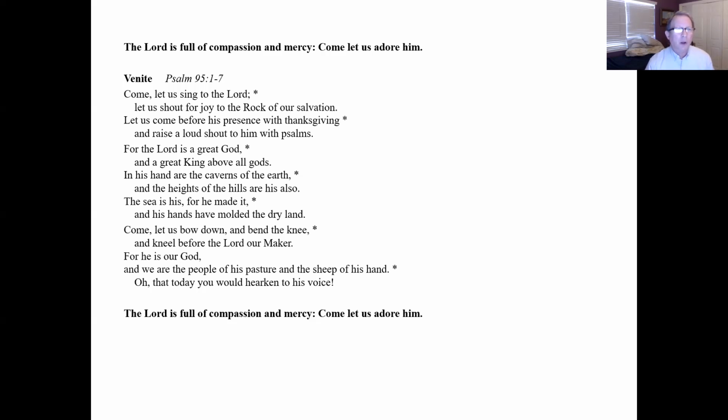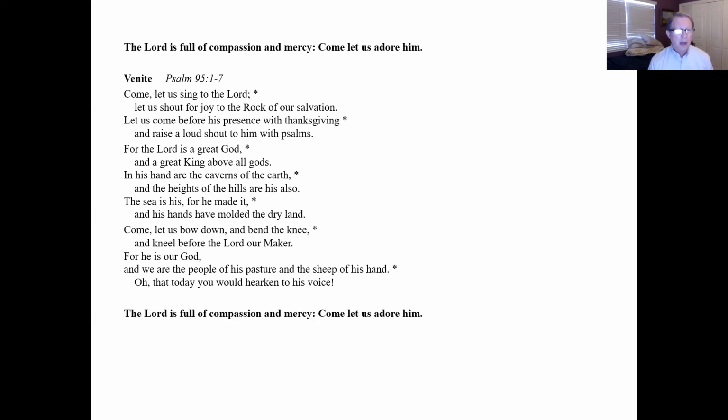Come, let us sing to the Lord. Let us shout for joy to the rock of our salvation. Let us come before his presence with thanksgiving and raise a loud shout to him with psalms. For the Lord is a great God and a great King above all nations, above all gods. In his hand are the caverns of the earth, and the heights of the hills are his also. The sea is his, for he made it, and his hands have molded the dry land.